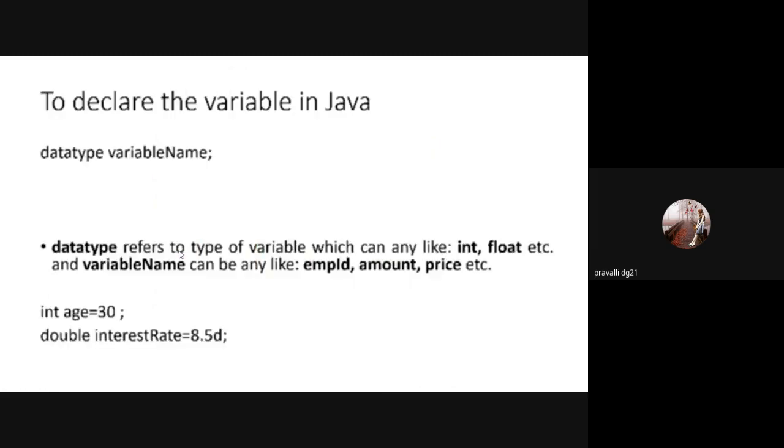To declare a variable in Java, this is the format: data type, variable name. Data type refers to the type of variable, which can be any, like here you can see int, float, etc. You all know that. And the variable name can be anything, like employeeID, amount, price, etc. An example structure: int age = 30; double interestRate = 8.5d.